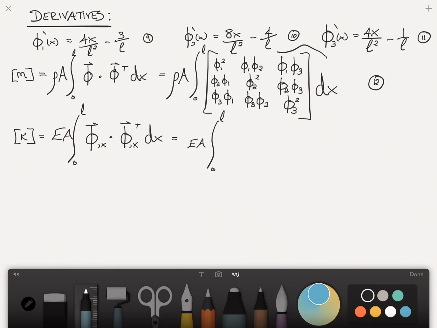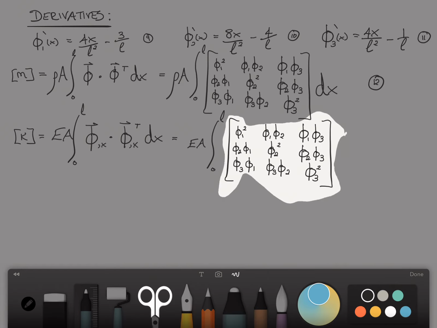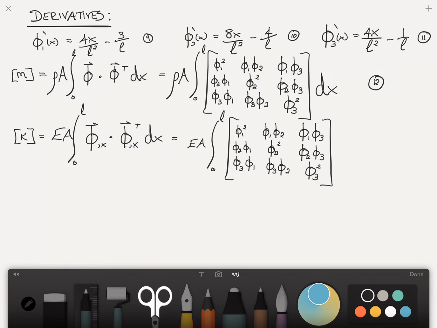Instead of rewriting it, I'm just going to copy and paste this. In this case, each of these are primed. I'm using prime here to denote the derivative, even though back here I said comma x. They're one and the same in this case because phi is only a function of x.